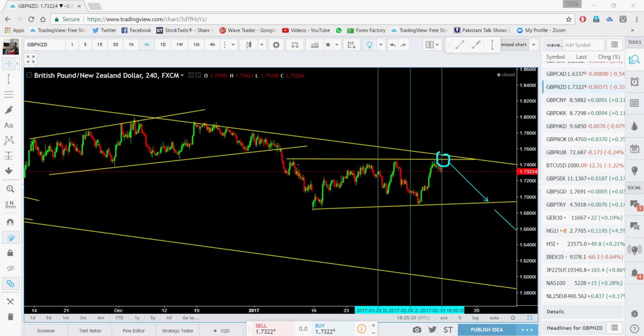Price is in a range. We are neutral on that pair, so there is no setup at the moment. If I see any sell setup or buy setup over there, I will update you guys.